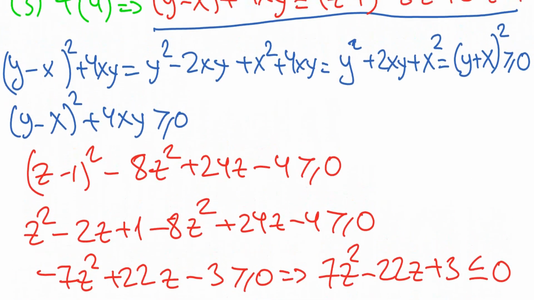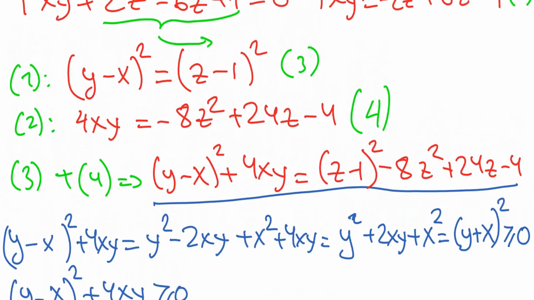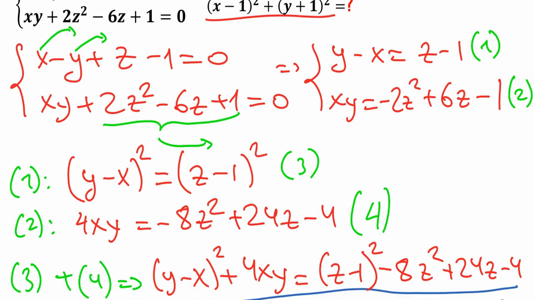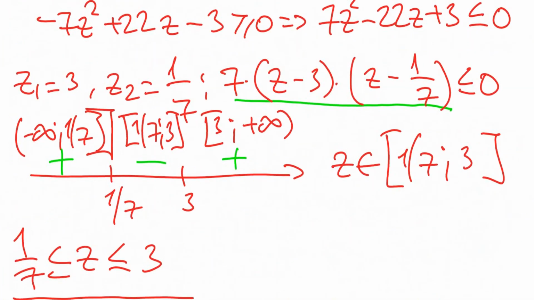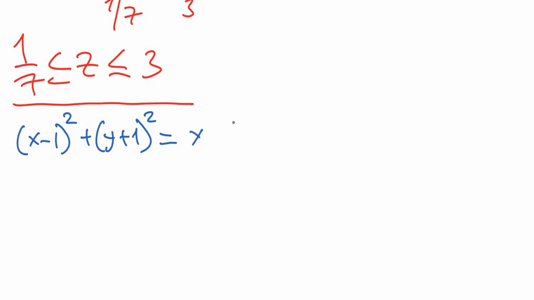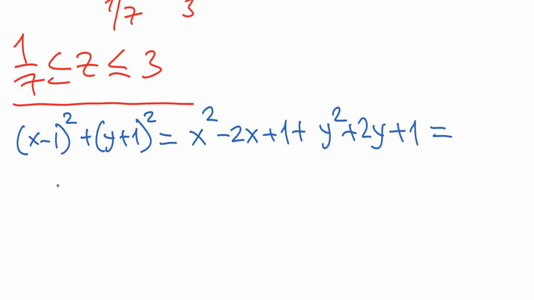As you remember, we are looking for the maximum value of (x minus 1) to the power of 2 plus (y plus 1) to the power of 2. So let me now rewrite this expression here. (x minus 1) to the power of 2 plus (y plus 1) to the power of 2. Now let me square both expressions. So x squared minus 2x plus 1 plus y squared plus 2y plus 1. Now let me rearrange this as follows.